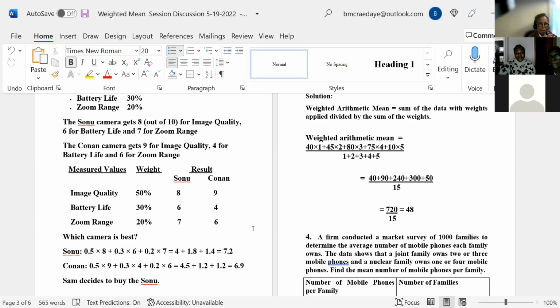I understand the first question, but I don't understand this one that well. Okay, so you have 2 cameras here, right? Now, in order to determine which one to buy, you want to look at 3 different values.